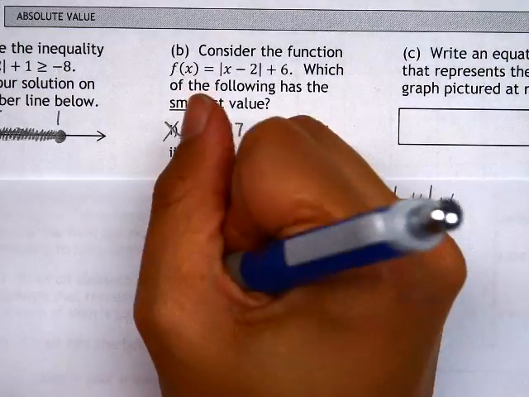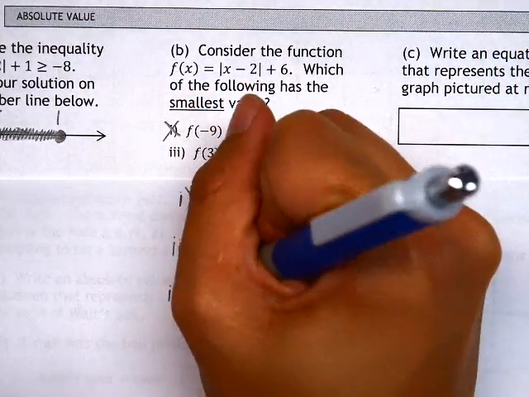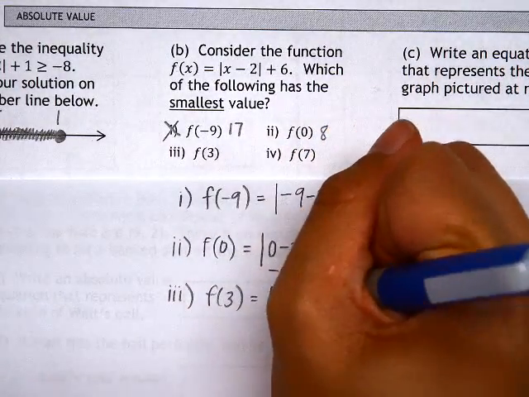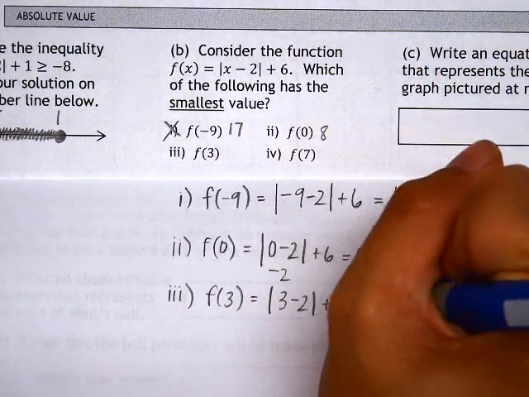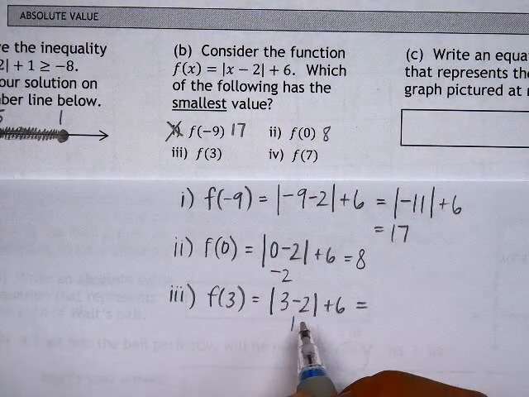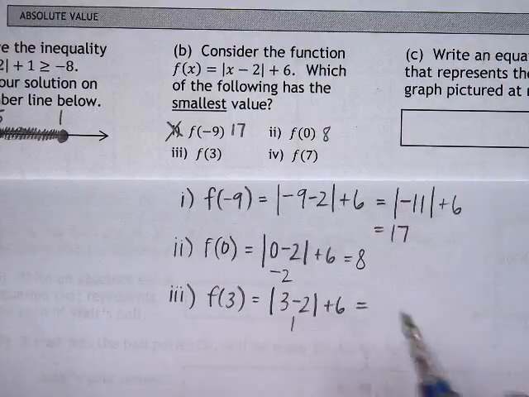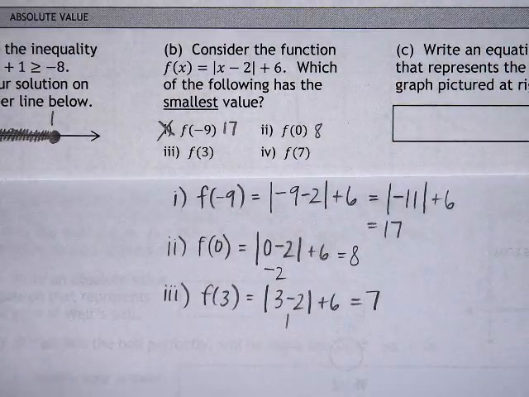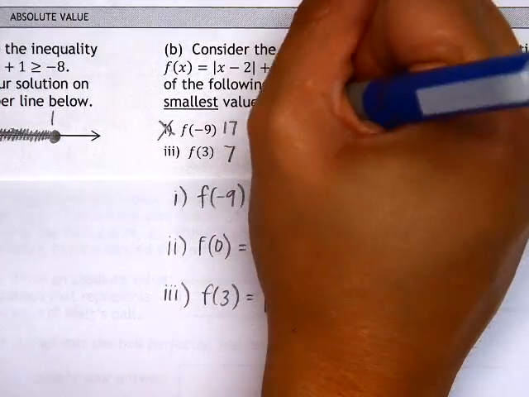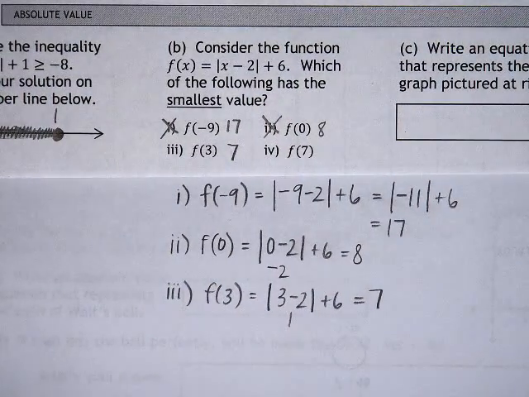Let's keep testing. Option 3 is f of 3. That means in the bars we have 3 minus 2 plus 6. 3 minus 2 is 1. Absolute value of 1 is 1. And 1 plus 6 is 7. Even smaller this time. So now I found an answer even smaller. That means choice 2 is out.